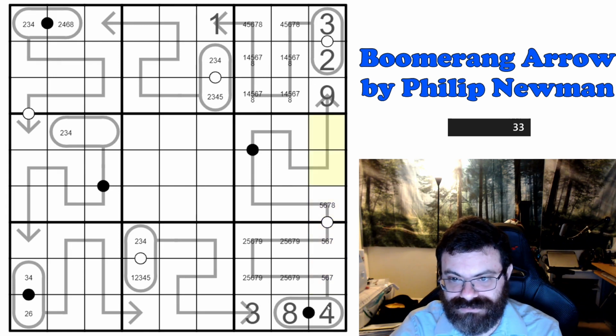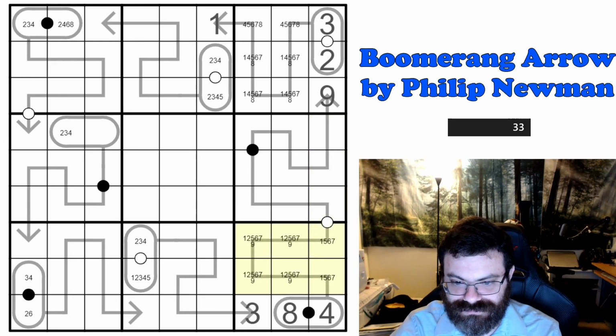So what's missing here? We need a 1. So one of these is a 1, interestingly. Wait, where's my 1 in here? I think I just didn't add it. So never mind about that. All of these can be a 1. Okay.